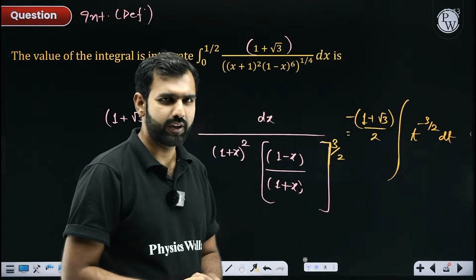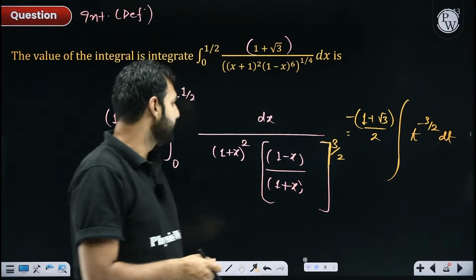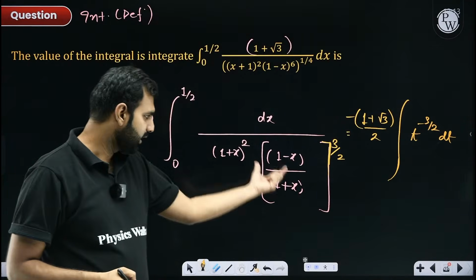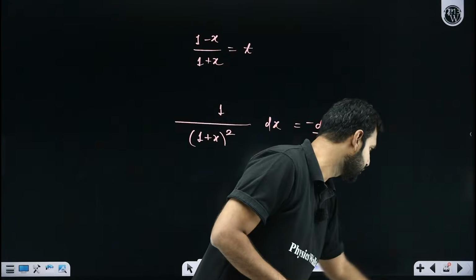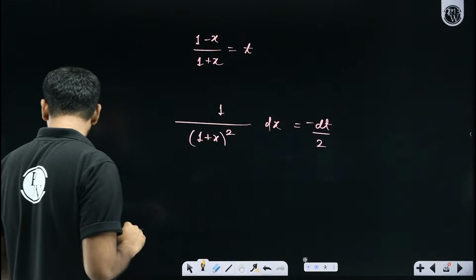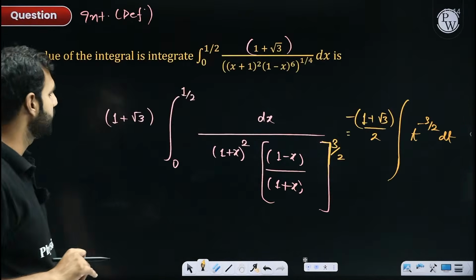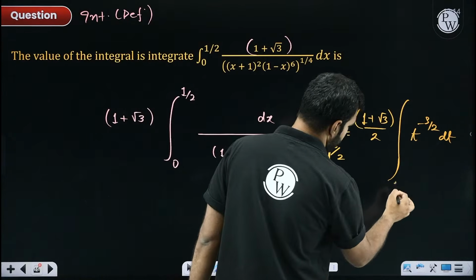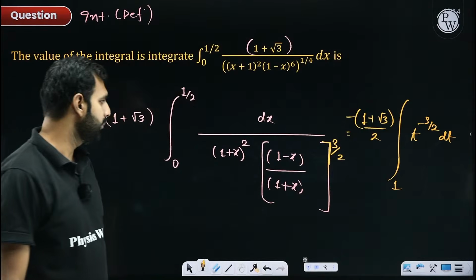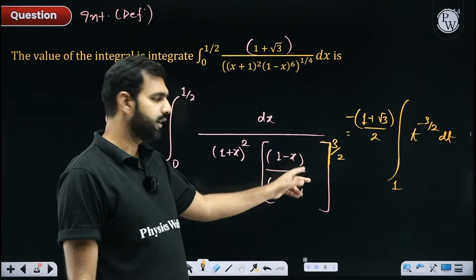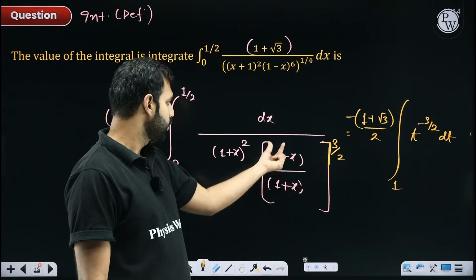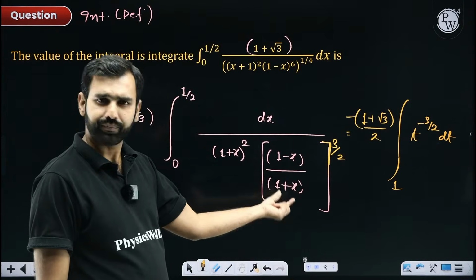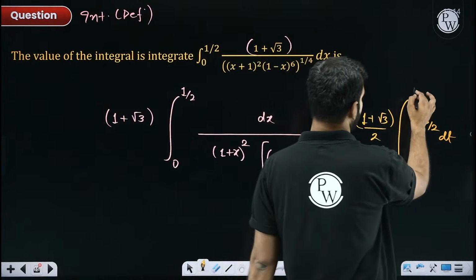The limits are also needed to be updated, which I'll do. Now, let's talk about the limits. This is a continuous function, so I need not worry about the substitution. That is perfectly fine. So now if I talk about the limits, if I put a 0, 1 minus 0, 1 plus 0, that's 1. So the lower limit will be 1. Upper limit, 1 minus 1 by 2, 1 by 2. 1 plus 1 by 2, 3 by 2. So 1 by 2 by 3 by 2. That's 1 by 3. So this will be 1 by 3.